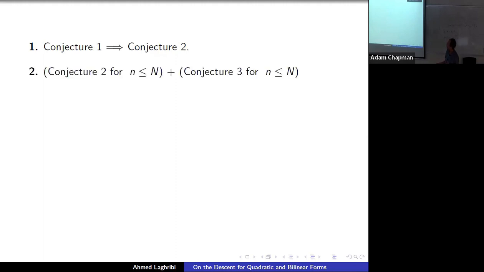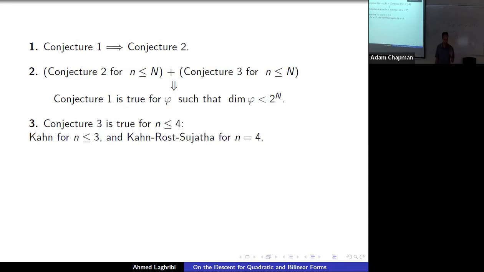It's not true in general. Suppose you have some integer, capital N, and you suppose that conjecture two is true for every n less than or equal to capital N, and the same thing for conjecture three. Then conjecture one is true for any form phi that satisfies this condition. Okay. So just remember that conjecture one is easy. We have the unramified condition.